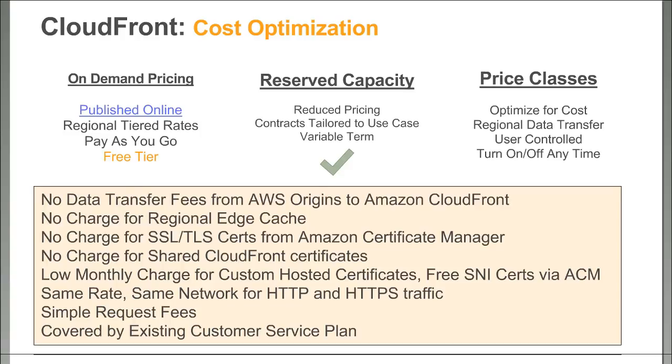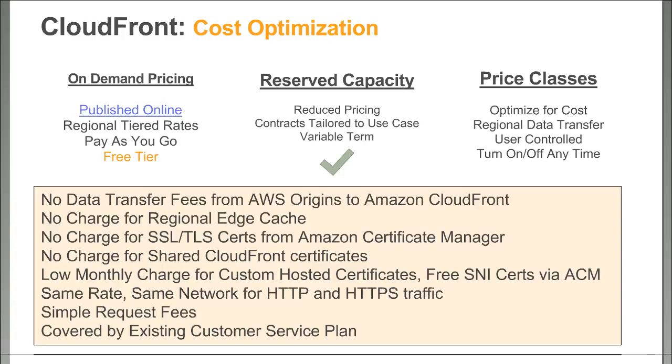So from a cost optimization, there are three vectors here. We want to make sure you lower the overall cost. We have three models: on-demand pricing, that's available to all of our customers with our rates published online, regional tiered rates, pay-as-you-go, free tier available. Reserve capacity is a reduced pricing contract that's available on a variable term on a per use case basis. You can contact AWS sales to find out what options are available there. And price classes are optimized cost vectors that are controllable by our customers to determine which parts of the edge network to use at which time.